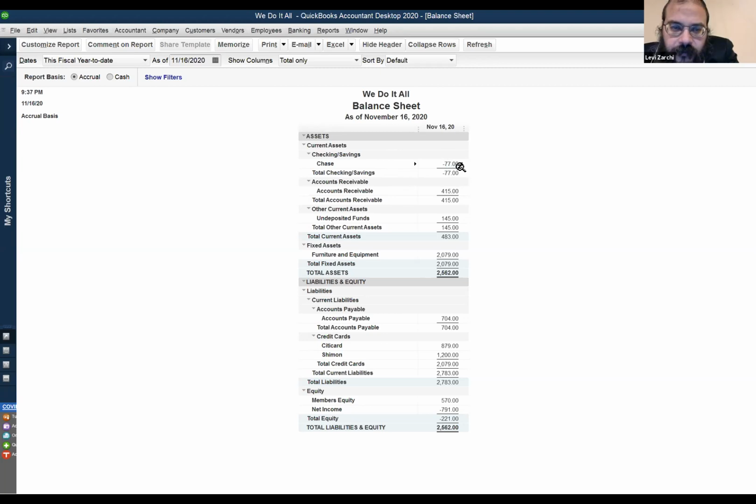Where's that? In checking and savings, the first line is Chase, which is minus 77. You created a bank account called Essence and Super 13. You created bank accounts and you took out money out of those bank accounts. So just go delete it. Then it doesn't create those accounts. You have to write a check to that name. Okay, so how do I just delete those?